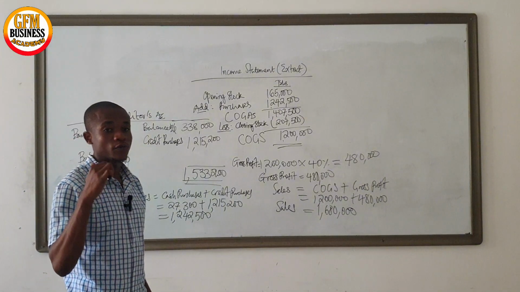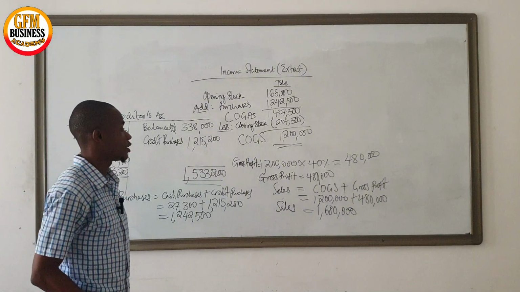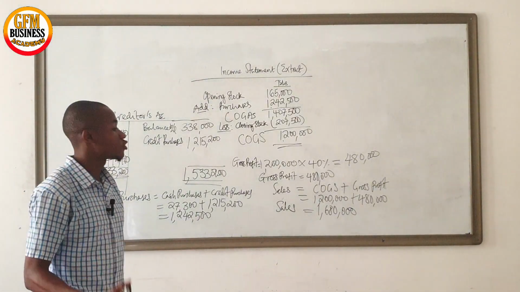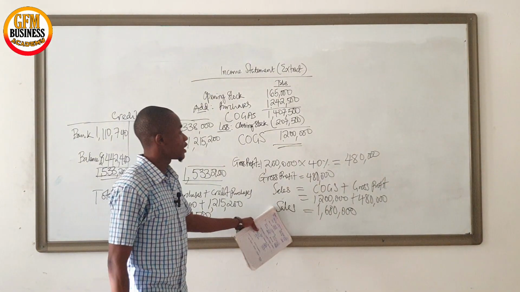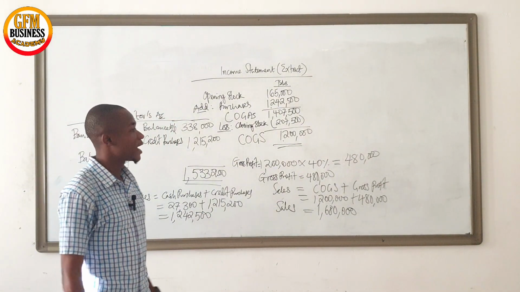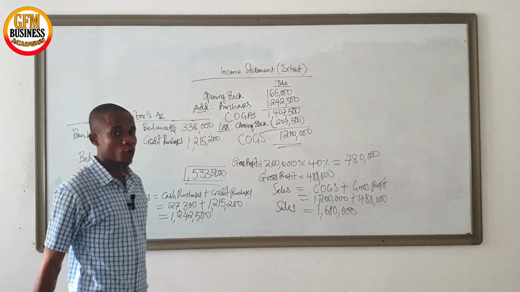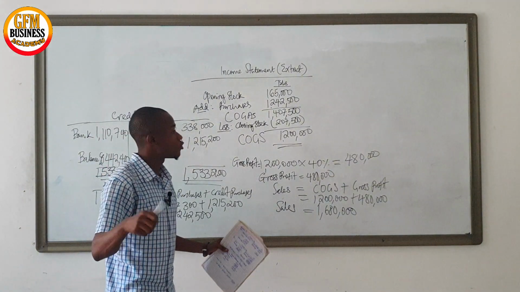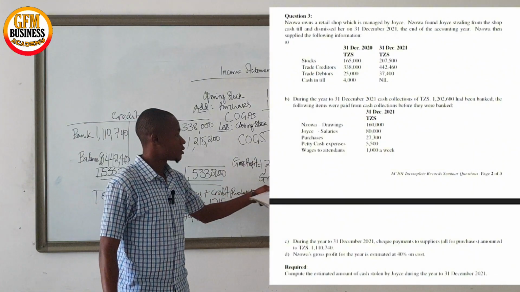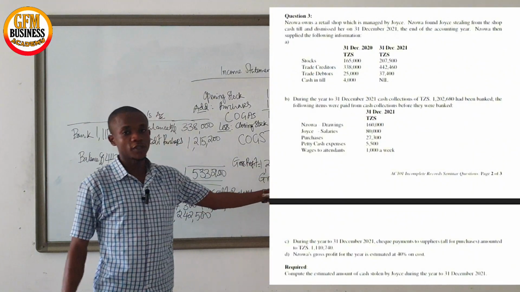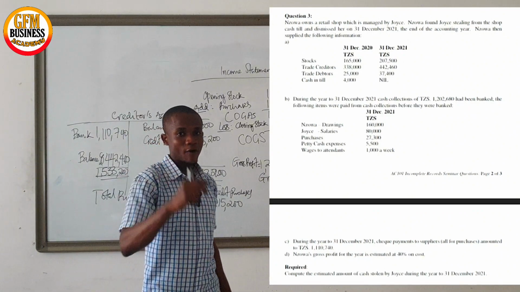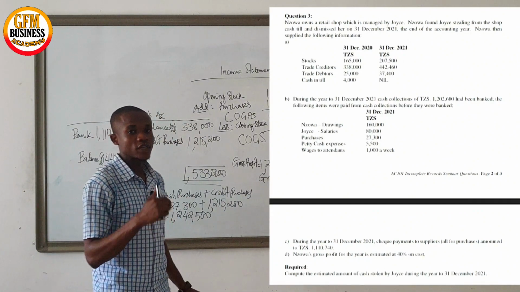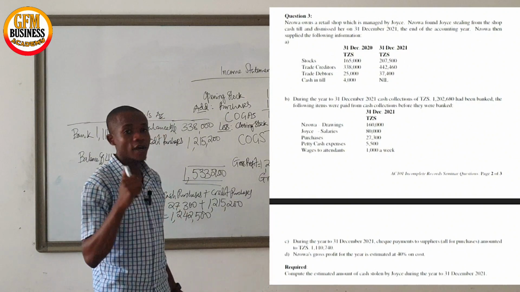It's very important to get sales in order to find the cash which has been stolen. The question wants you to find the cash which has been stolen. So in order to find it, you must first find total sales. Total sales you get by using the markup which you were given and applying it to COGS so as to get gross profit. When you get the gross profit, you can find the total sales.